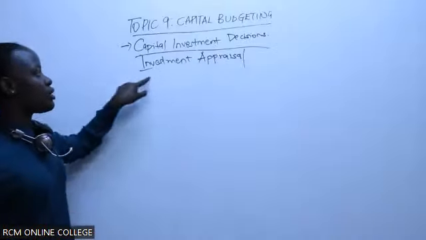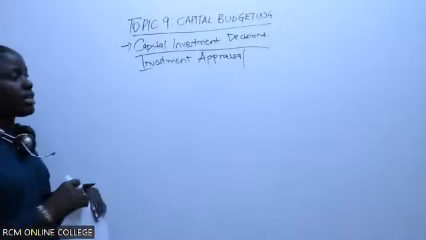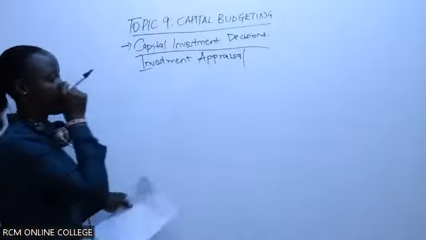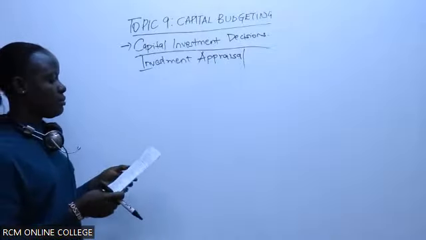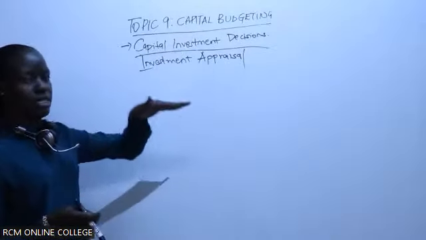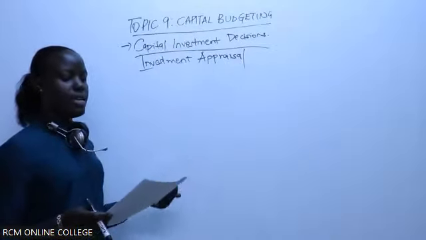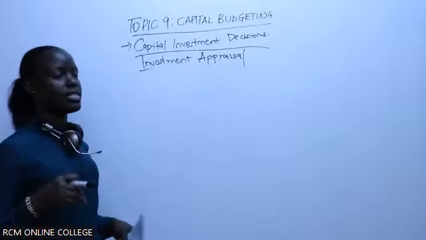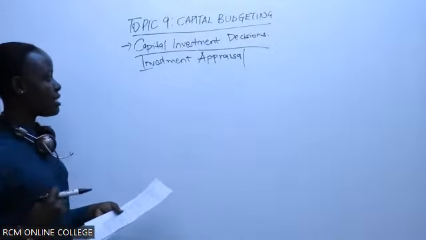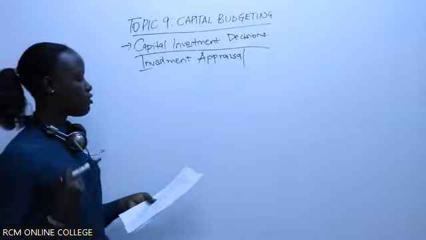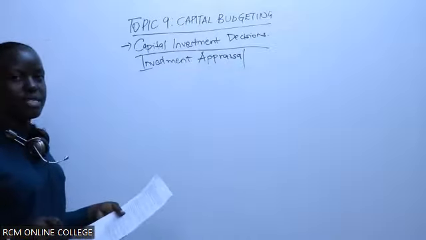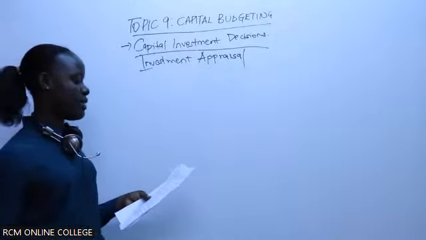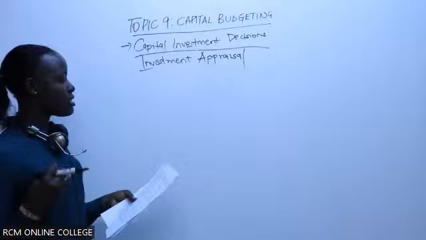So in case you come across this word, I hope it cannot challenge you, because this is one and the same thing. When you are doing capital budgeting, you're budgeting for your capital, meaning that you are going to do an analysis. It's the process of planning. You are analyzing the investment you want to venture in. So it's the process of planning.